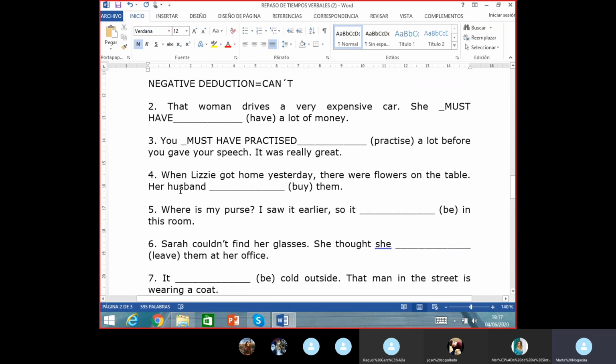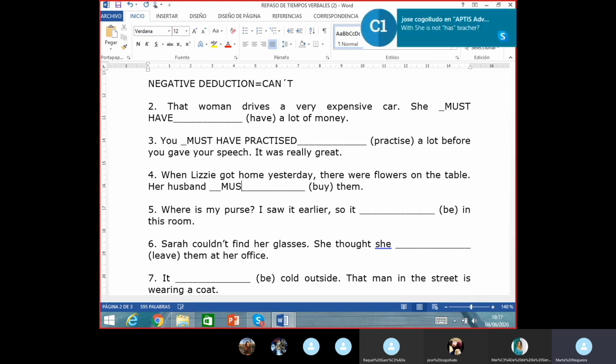4, when Lizzie got home yesterday, there were flowers on the table. Her husband, it is talking about yesterday, so must have.